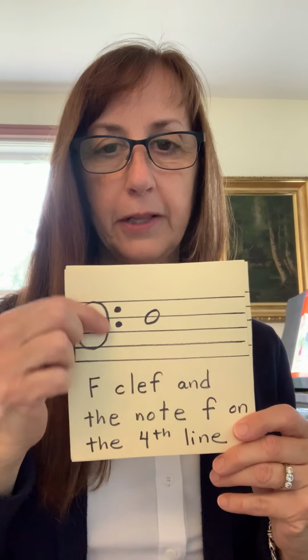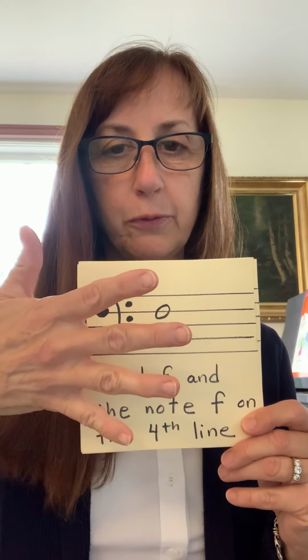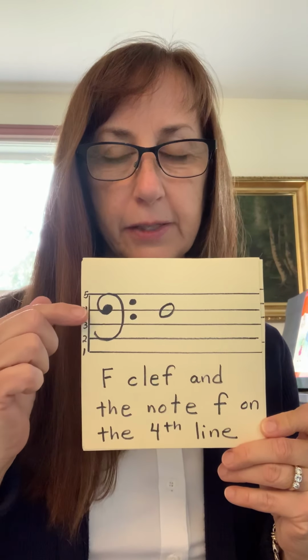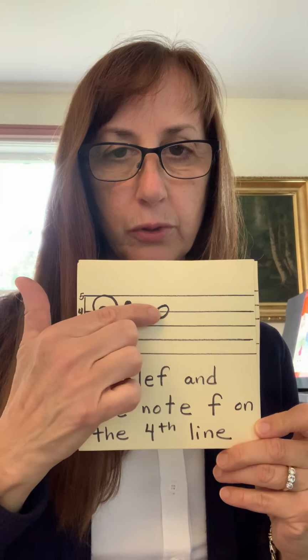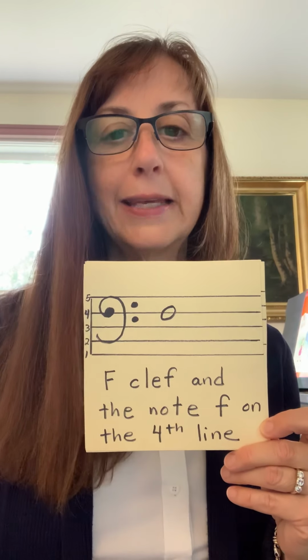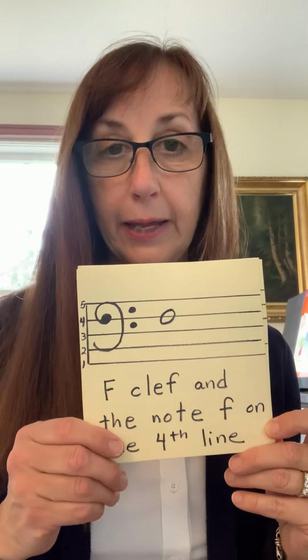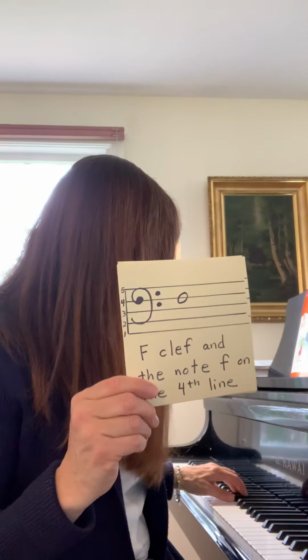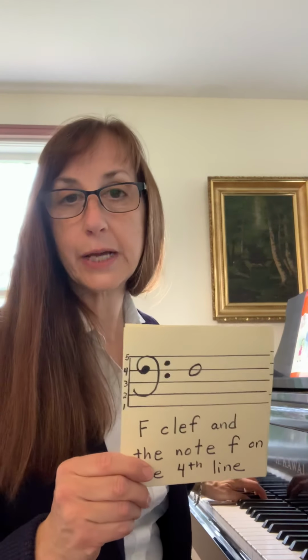Here is the F clef on the 5 lines and 4 spaces called the bass staff. And this 4th line between those 2 dots is where we draw the F. And where we play that F is the first F to the left of the center, just below middle C. So I'm going to go down from middle C so we can find it. C, B, A, G, F.